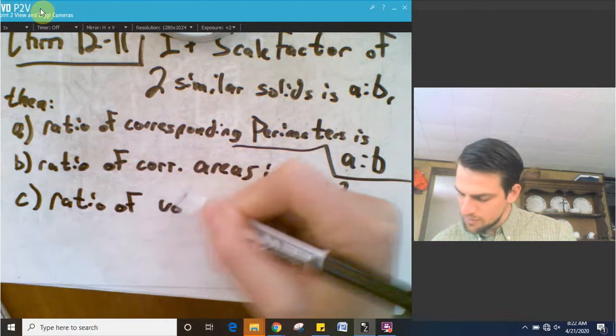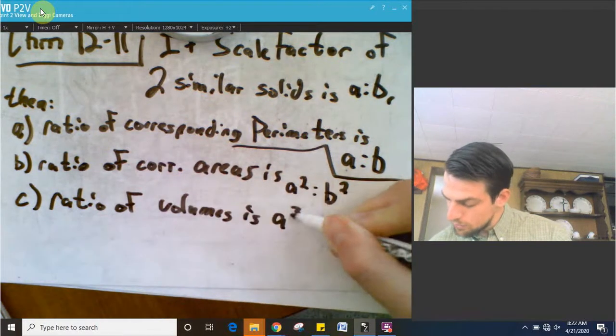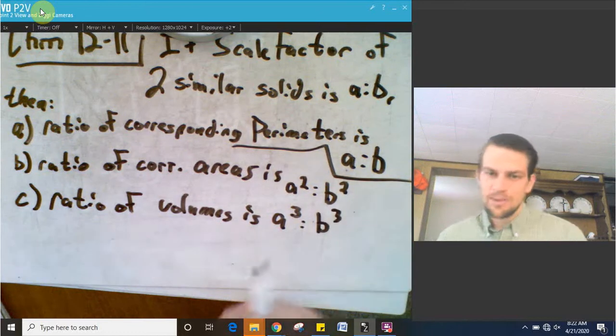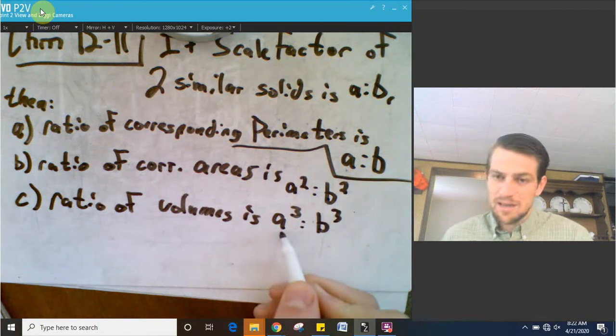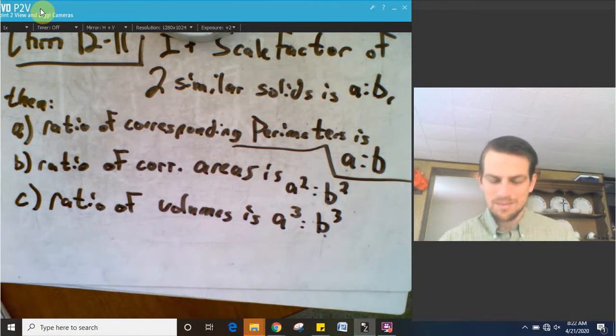So the ratio of volumes is a cubed, so a to the third power, to b cubed. And just a reminder, in exponents, that means a times a times a, and that's b times b times b. You just multiply by itself that many times. Okay, so that is the theorem here.